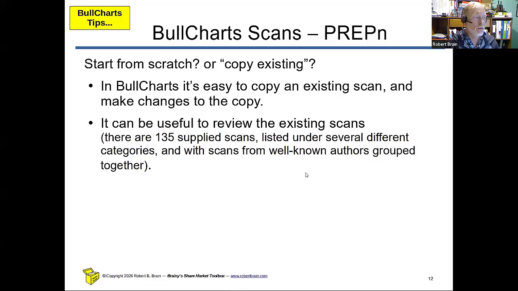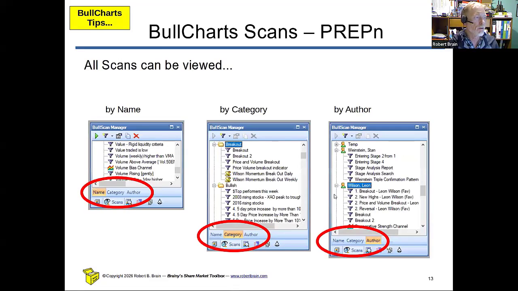So when creating a scan, do you want to start from scratch or copy an existing one? Don't forget, there are 135 supplied scans in BullCharts listed under several different categories, and they're also listed by author groupings. So it might be useful to get some ideas from one of those. And it's easy enough to copy one of those and make changes to the copy. So all of the scans that we've got in BullCharts, all of the supplied ones, plus any that you've created, can be viewed by name or category or author by using the extra tab at the bottom of Scan Manager.